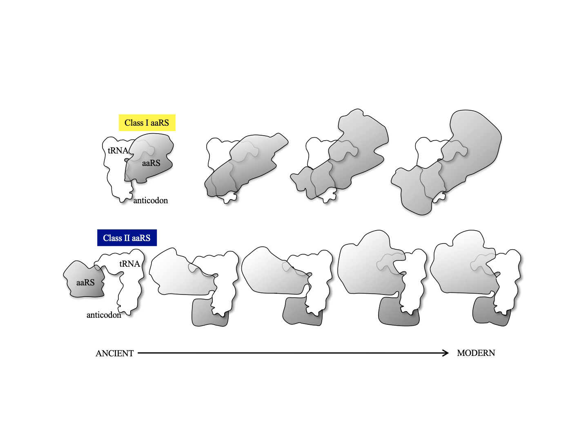So this just summarizes the evolution of those two types of AARSs. Here's class 1 and class 2, and the class 1s attach on one side of the tRNA. The class 2s attach to the opposite side of the tRNA. And you'll notice that very early on, they don't even attach to the anticodon, but they're very specific for the acceptor arm where they're attaching the amino acids.